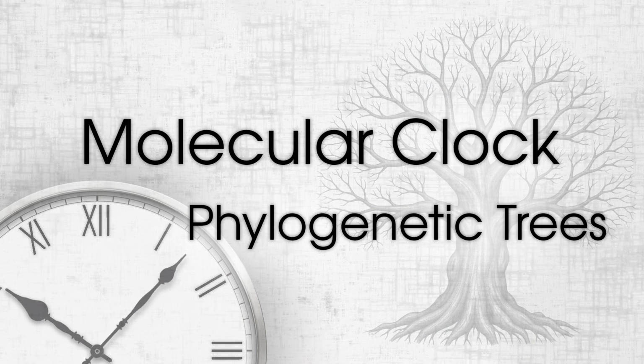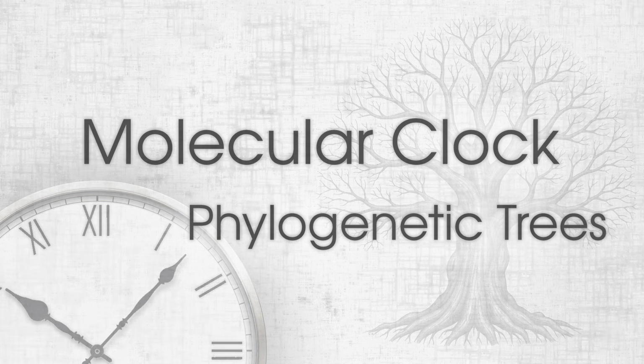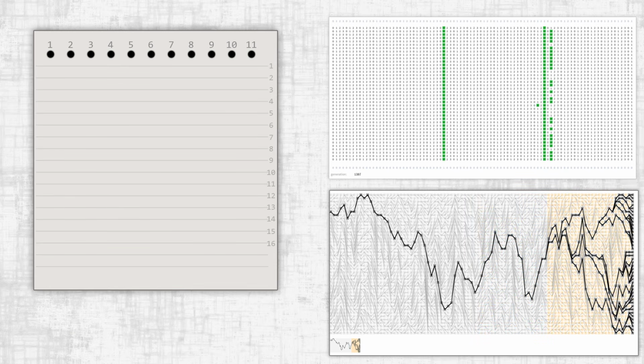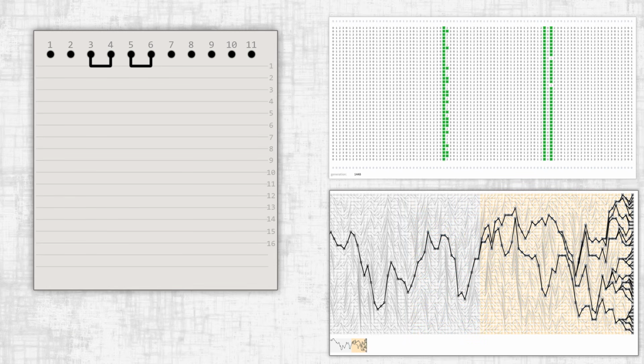Since the advent of DNA sequencing, we have gained the ability to construct more accurate evolutionary trees and to more precisely estimate the divergence times of species. Today, we'll break down the key ideas and algorithms used to achieve this.